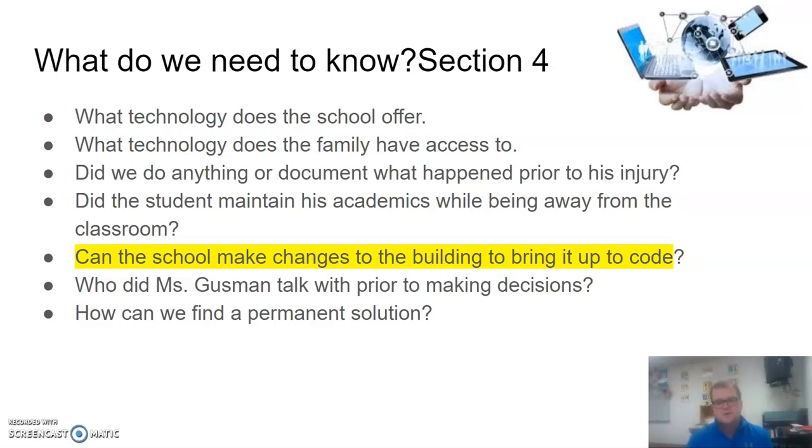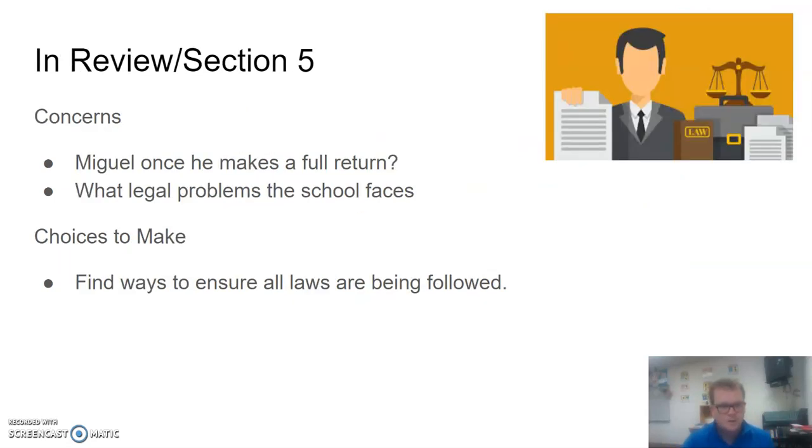Then how do we find a permanent solution so there's not another Miguel that takes place where we're in the same boat with a lawyer and a family that's problematic? In review, we have some concerns. Once he makes a full return from the hospital back to school, where's he at? How can we help him? And then what legal problems does the school face? Obviously, we're looking at potentially a lawsuit because we're not in compliance with those laws. And then can we find a way to make sure that we're ensuring that all laws are being followed?